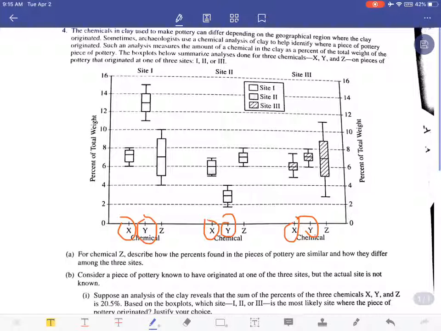But let's keep on looking at the last one just to double check to make sure Z's not a better choice. If we look at Z, they have exactly the same median, just like we talked about in part A. So that's not going to be good because no matter where it comes from, they're all probably going to have the same sample, or the same median, or same measurement. So if we get a sample that's 7, that's not going to help us determine which site it came from because they all have medians at 7. So chemical Y was the best choice.